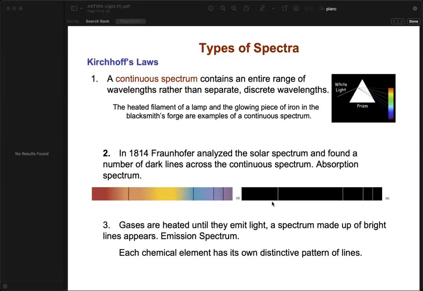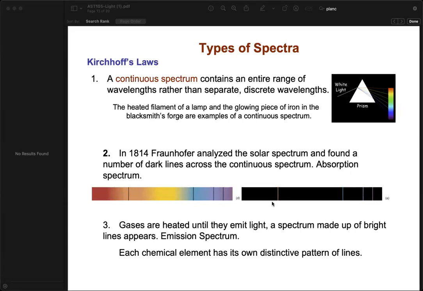And which lines appear, those are going to be always the same for a particular gas, for a particular substance. So it is like a signature. It is like an autograph of that element. And we use this property to identify the elements.